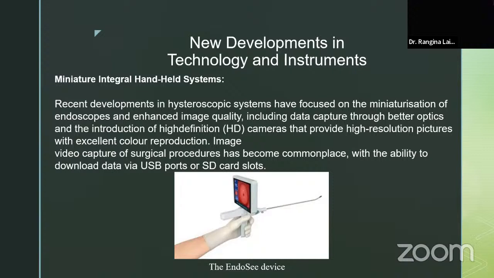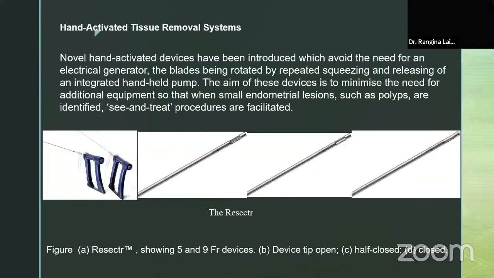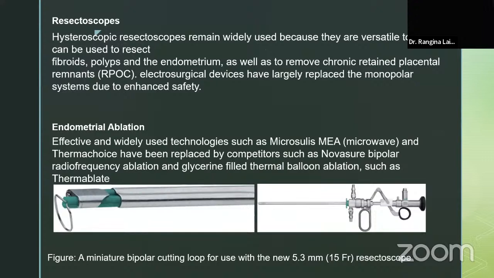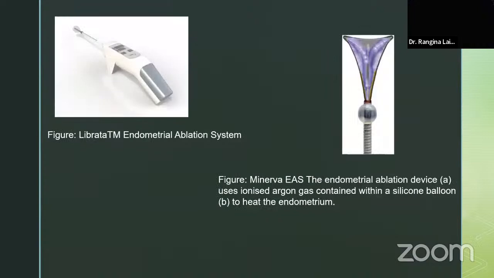We are using this basic hysteroscope in our practice. So, talking about new developments, we can see this MyoSure integrated handheld system. We can see the activated tissue removal system. One other thing I have liked in hysteroscopic myomectomy, and my dream is also to do a hysteroscopic myomectomy, is with the Bigatti shaver. Other developments we have seen are TruClear Elite, MyoSure Omni, and the resectoscope we are using. The resectoscope is common. Even endometrial ablations we are doing.